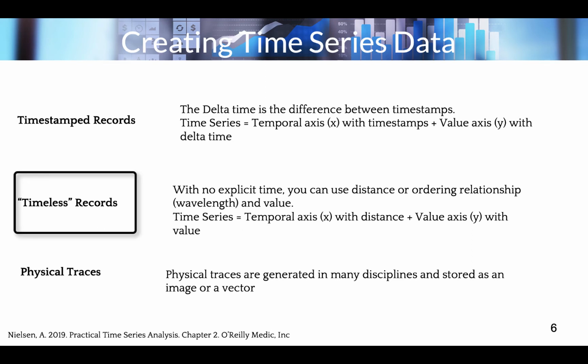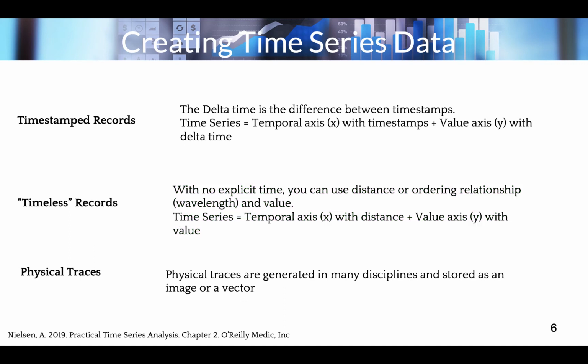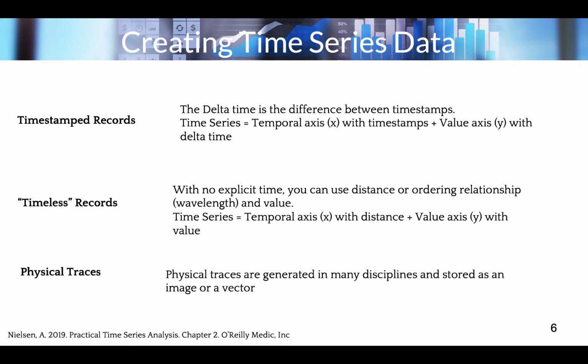In some cases, time is not explicit in data. And you can think of data as a distance versus value, where the distance will be one of your axes. It could be order in relationship, such as wavelength, and the second axis will be your value. Another way to obtain timestamp data would be to look at scientific discipline records of physical traces, where these records, this time series, are actually stored in a different format. It could be an image file, could be a single vector with a single field of a database.